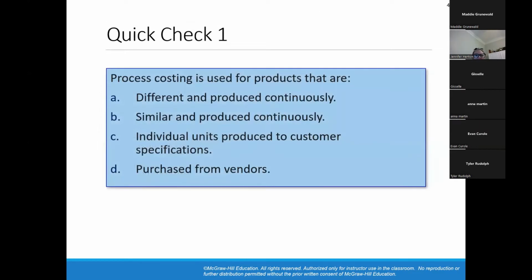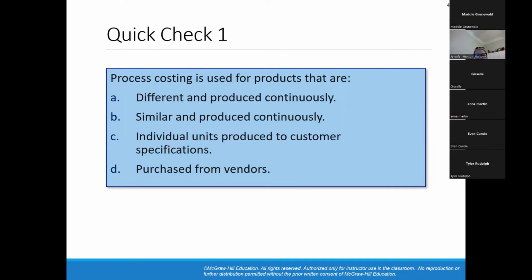So process costing is used for products that are, and we just talked about this: A, different and produced continuously? B, similar and produced continuously? C, individual units produced to customer specifications? Or D, purchased from vendors? So what do you think the correct answer is on that?